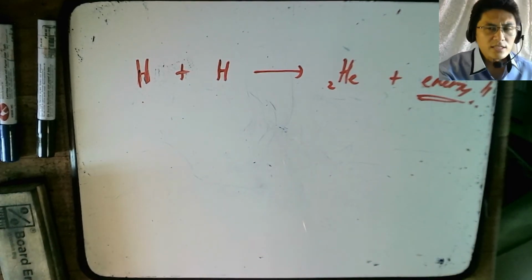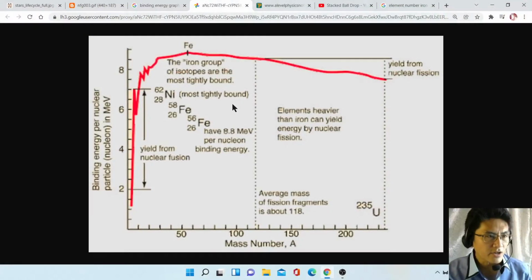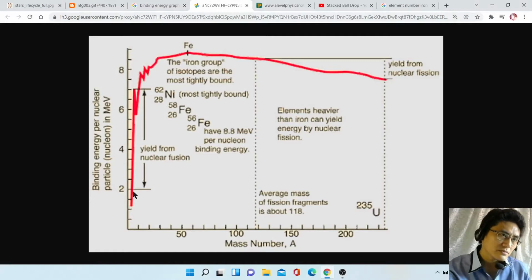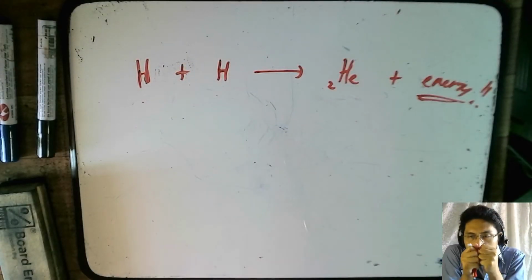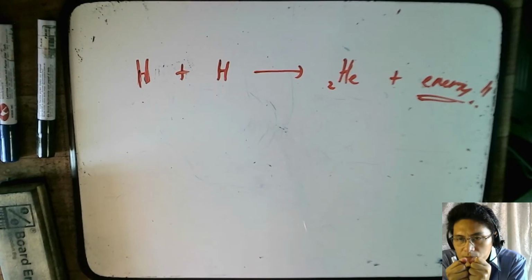Okay? Now that has to do with the binding energy. So if you look at this, the binding energy of hydrogen is so low. The binding energy of helium is a little bit higher. And the binding energy of the next, like carbon, is a little bit higher. So what do you mean by binding energy, sir? It's the energy that holds the nucleus together.